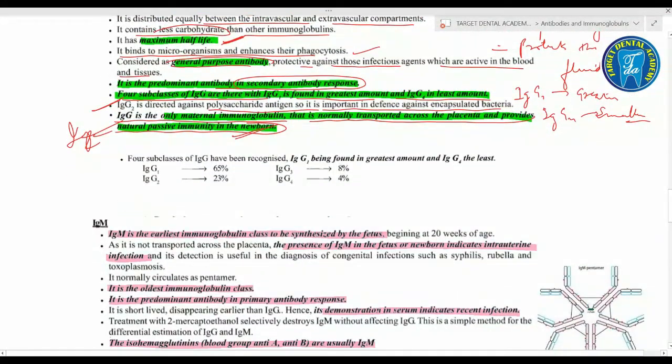So there are 4 subclasses of IgG. As I've already told you, IgG1 is found in the greatest amount, while IgG4 is found in the least amount. IgG1 constitutes 65%, IgG2 23%, IgG3 8% and IgG4 4%.